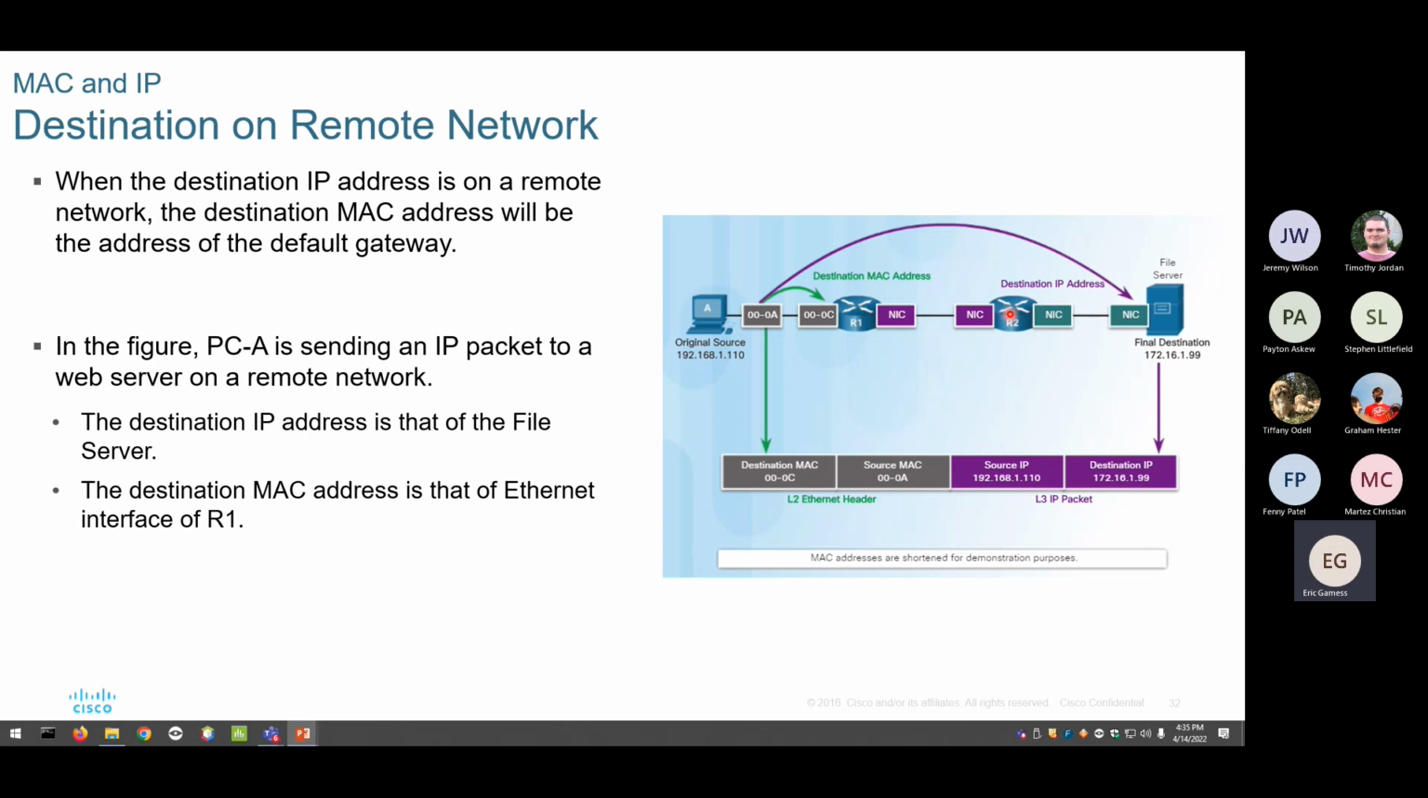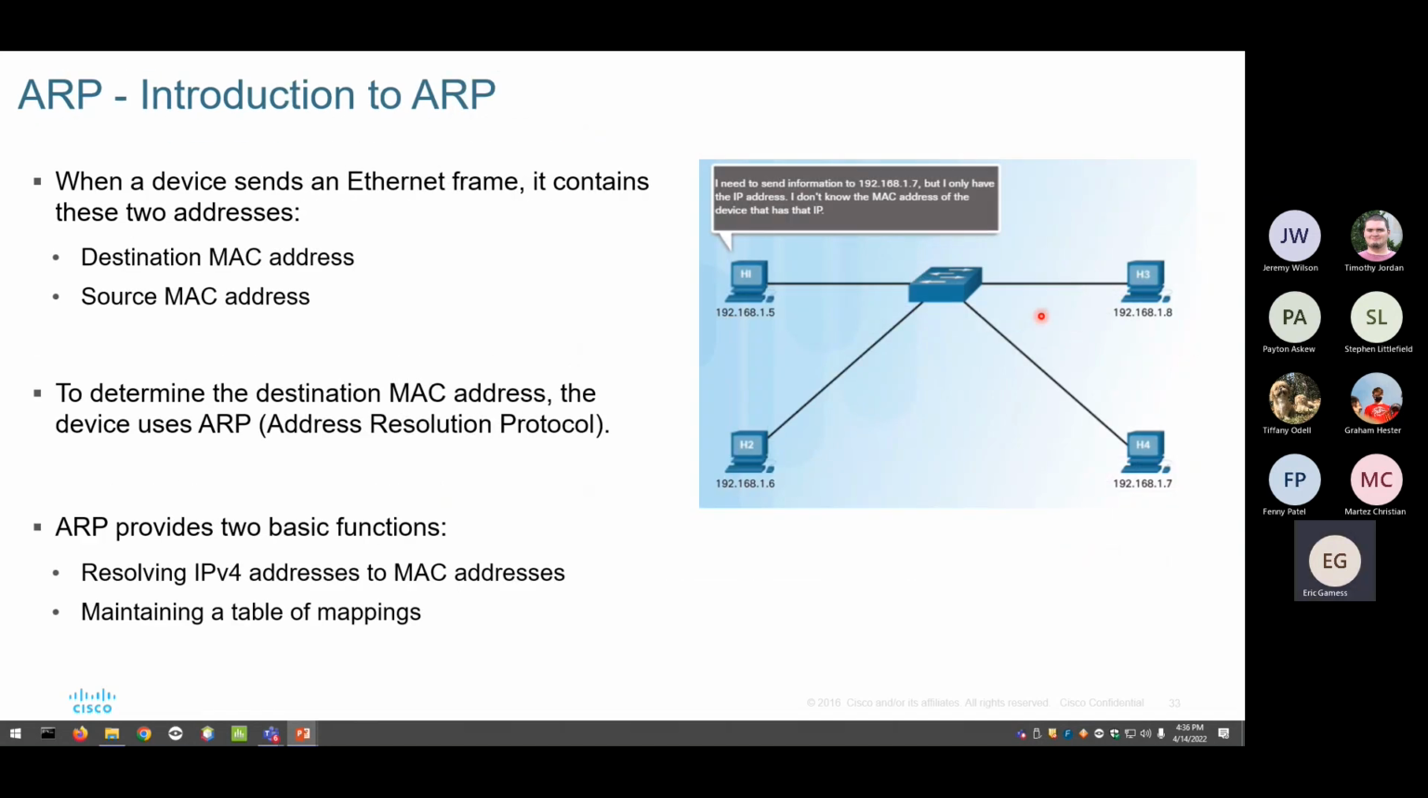So, of course, let's see the example of the third hop. R2 needs the MAC address of the server. So if R2 doesn't have the MAC address of the server, R2 will get the MAC address of the server through the address resolution protocol, the ARP protocol.